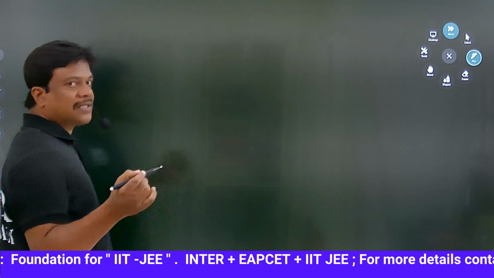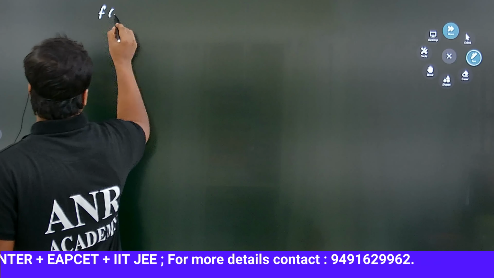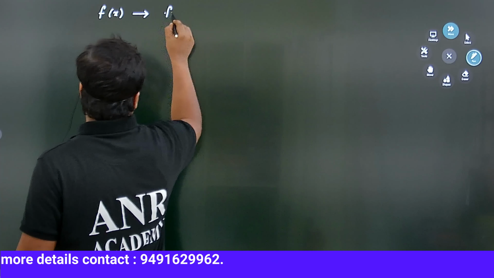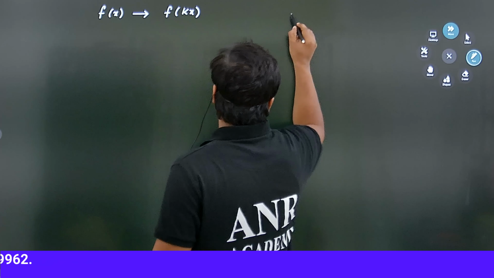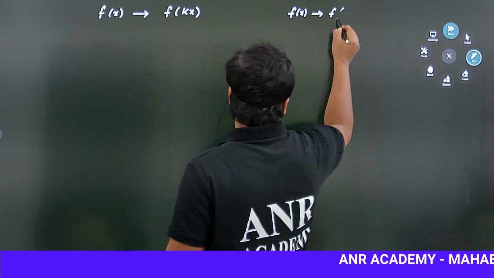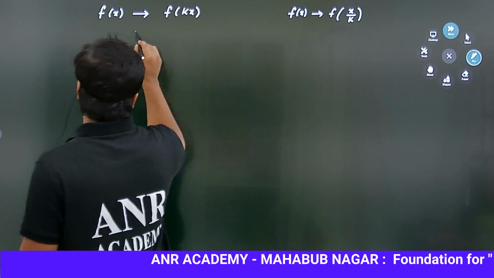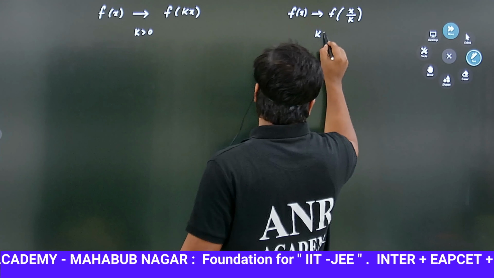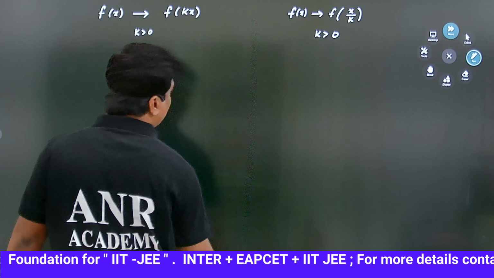Next we are going to discuss another transformation. Suppose f of x is transformed to f of kx, and then f of x is transformed to f of x divided by k. Here the value of k is more than 0. Let us observe these two transformations now.